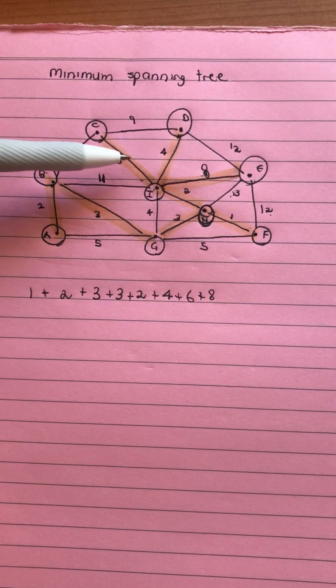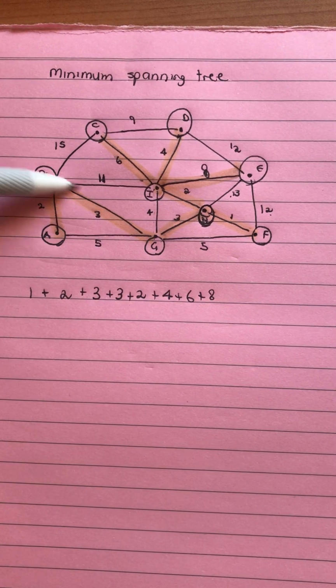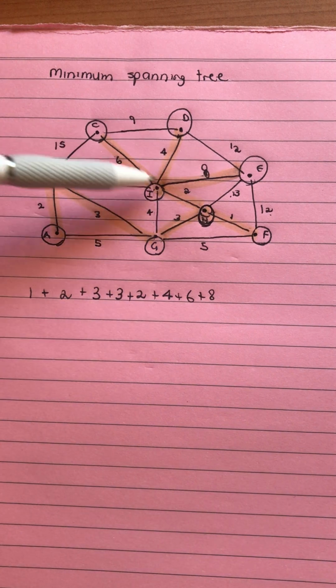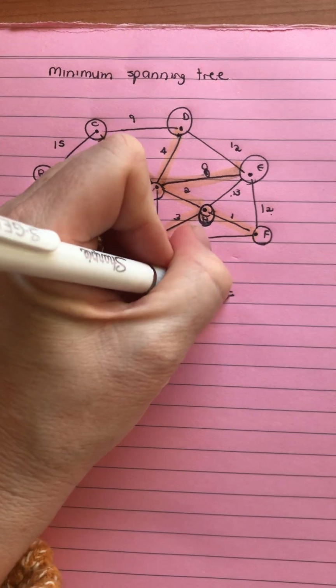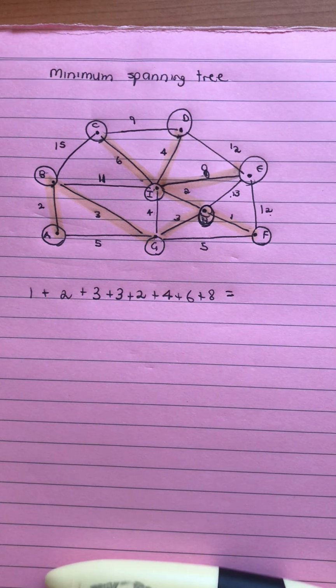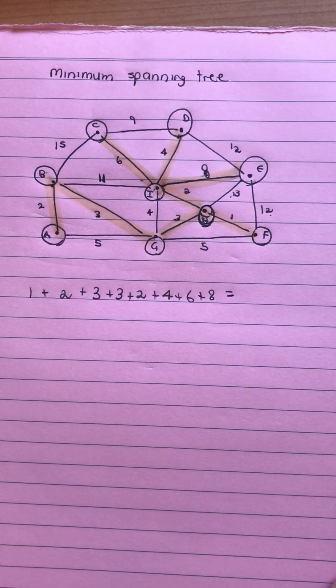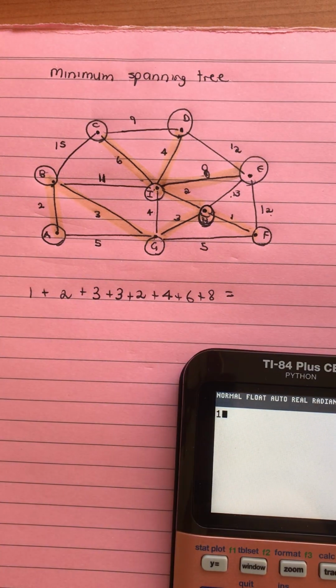So we've got our highlighted ones 2, 3, 3, 1, 2, 8, 4, 6. So we can add them up, and that will tell us what our minimum amount is for that minimum spanning tree. So we've got 29 there as our answer.